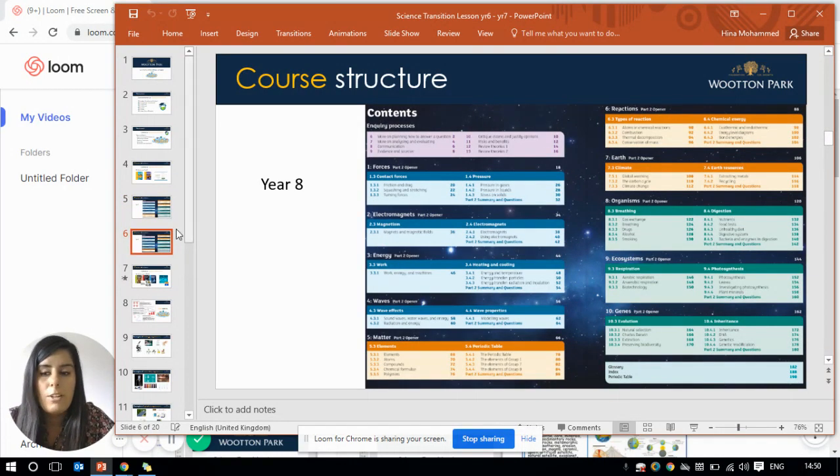In Year 8, the topics are the same, but they're just extended onto different parts. So things like within forces, we start to look at pressure. Within chemistry, we start to look at the periodic table. So it is an extension, some exciting topics to cover.